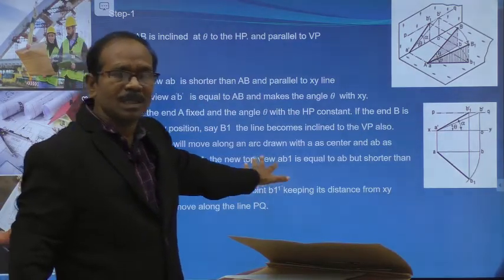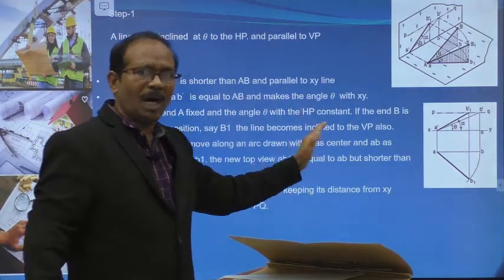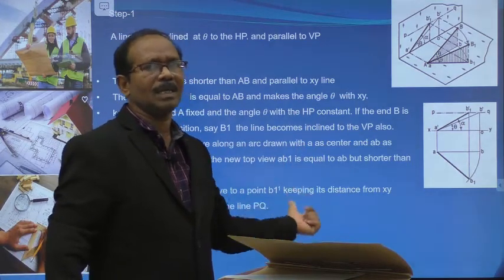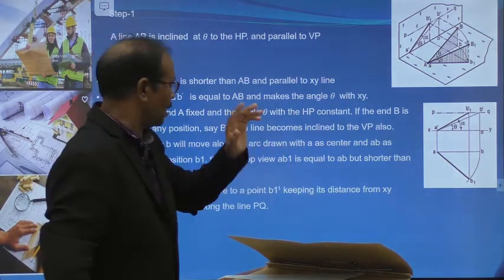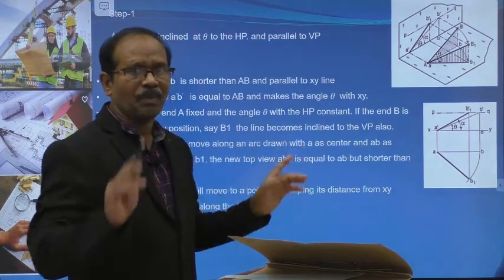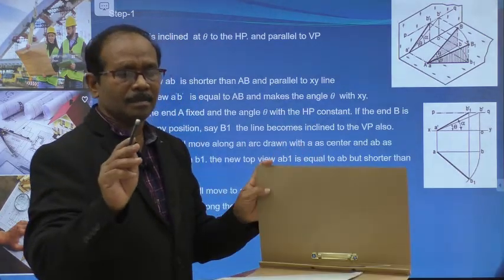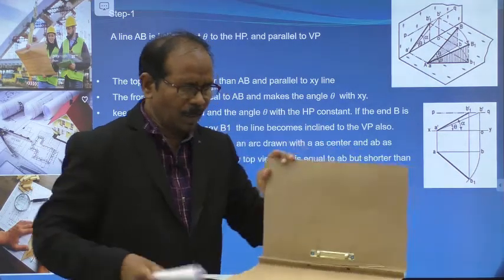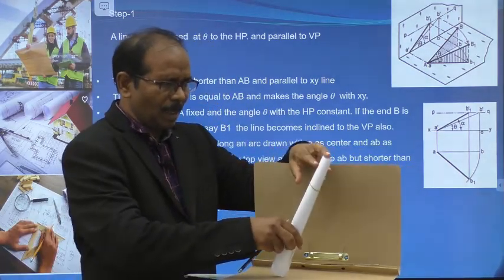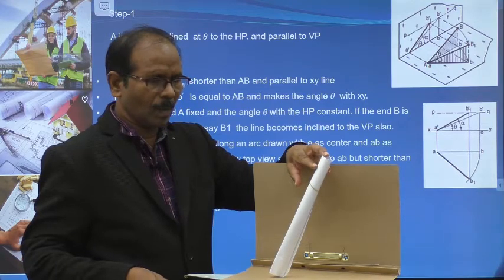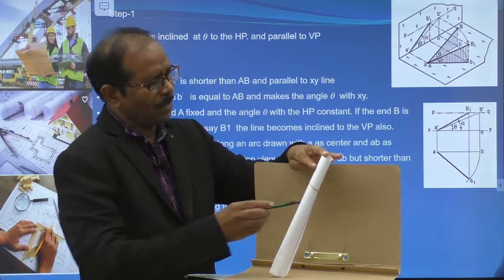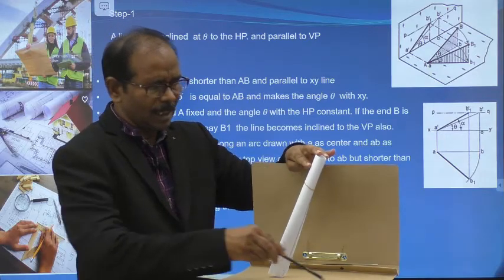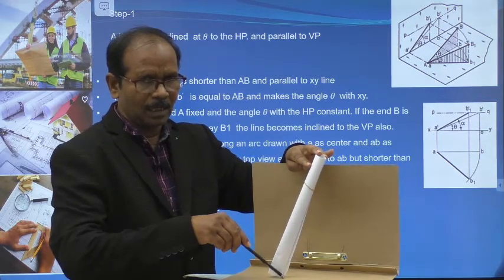I will forward this PPT to you. After that, you go through this and you can easily identify what the changes are. Now that is one step. Step one is assume the line inclined to one plane. This is the front view. The top view is the smaller length.